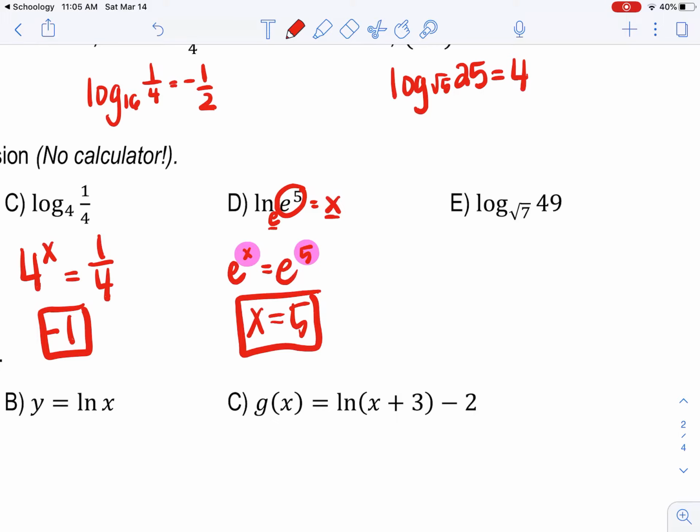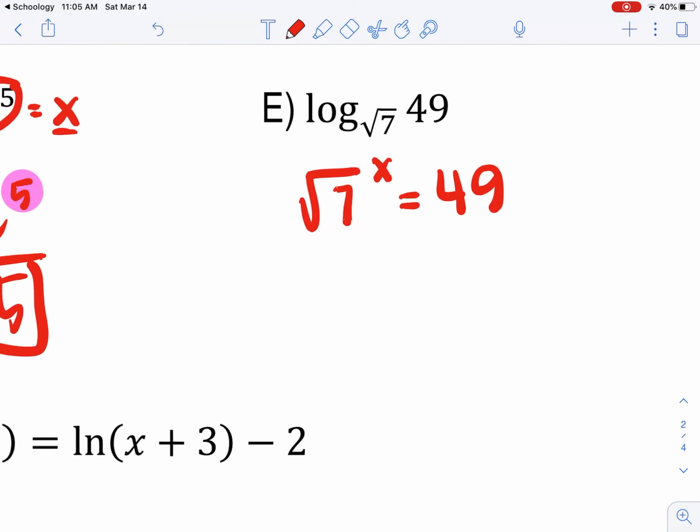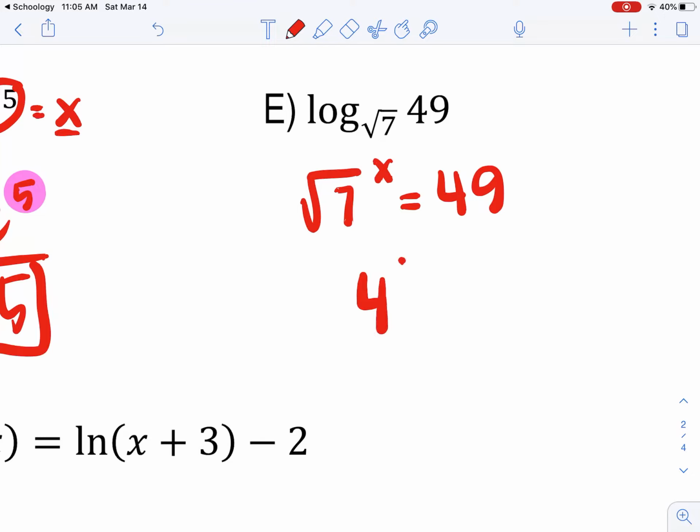All right, you should have gotten root 7 to the x equals 49. I have to ask myself on this one, what do I do to a root 7 to get to be 49? If I said square it, it would just become 7. But then I have to square 7 to get me the 49. So squaring a square is the same thing as the 4th power.